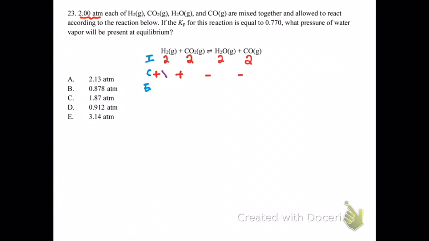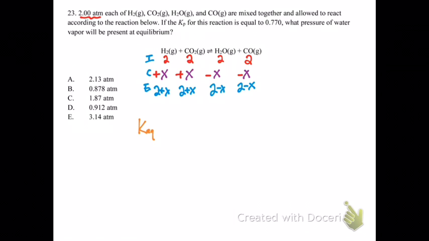So it's going to be plus x, minus x, minus x, which will leave us at equilibrium with 2 minus x, 2 minus x. Oh, nope, sorry. 2 plus x. That's how math works. 2 plus x, 2 minus x, and 2 minus x. Now we're going to write everything into our equilibrium expression. At this point, we are halfway there.